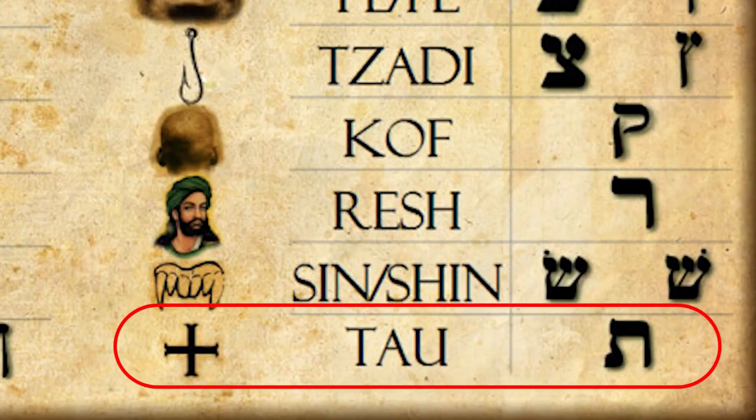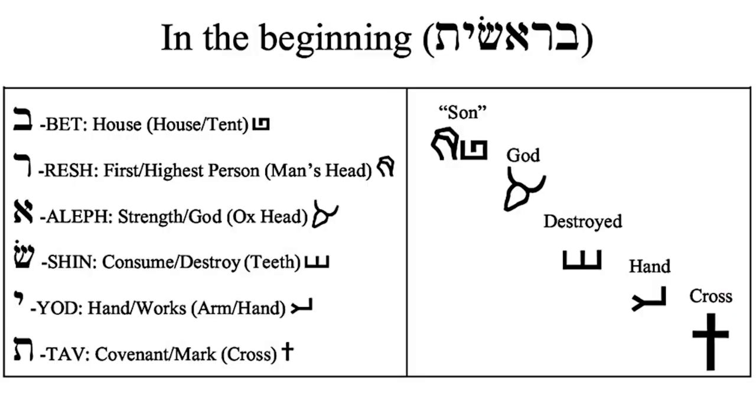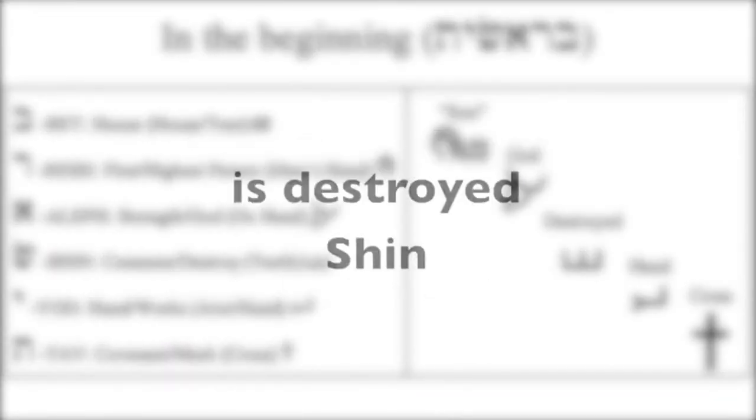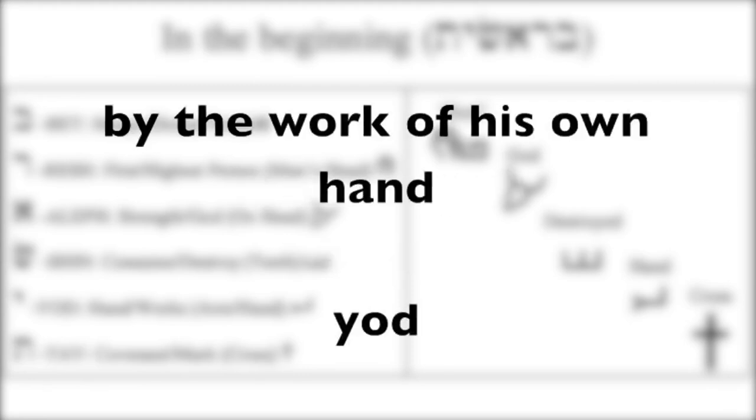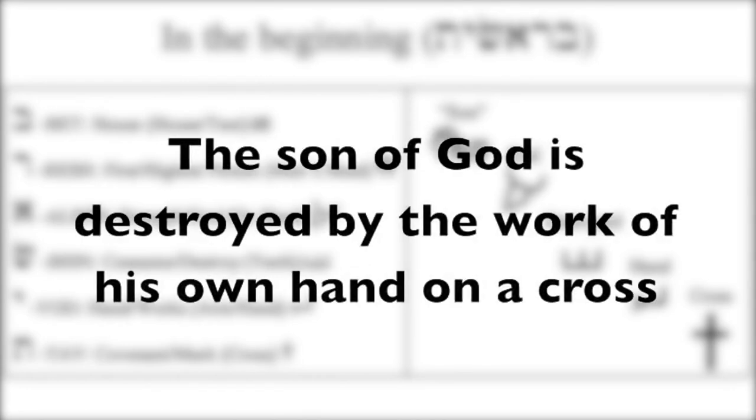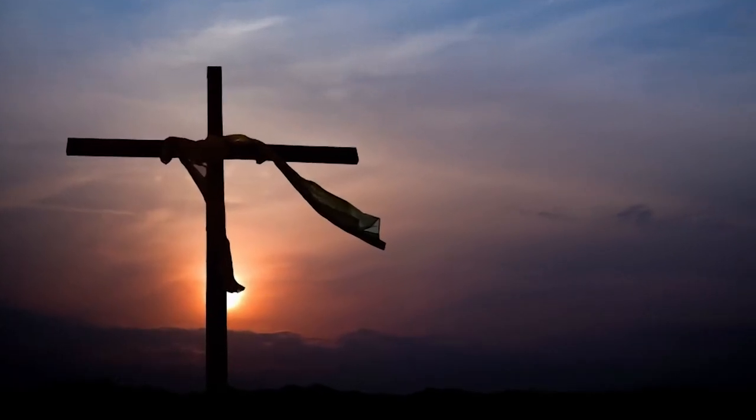So when you lay out the pictographs for Hebrew, for Bereshit, and take the meaning with the phonetics of each letter and what the letter combinations mean, you get the Son of God, Beit Resh Aleph, is destroyed, Shin, by the work of his own hand, Yod, willingly on a cross, Tav. Yeah, the Bible is that deep. The Son of God is destroyed by the work of his own hand, willingly on a cross.